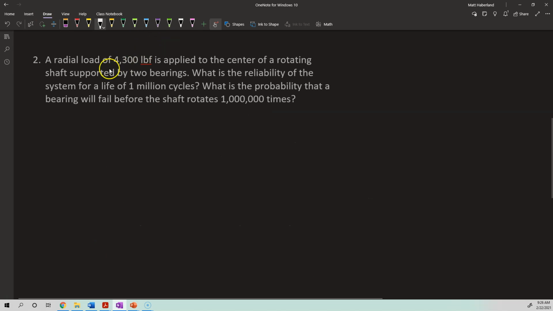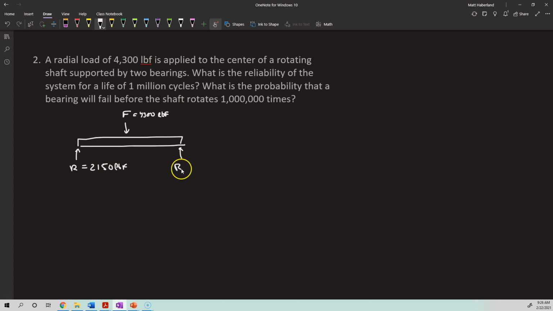So 4,300 pounds force applied to the shaft. Here's our shaft. Here's our force, 4,300 pounds. And if we are supported by the bearings on either side, then by static equilibrium each of these bearings is going to support 2,150 pounds force. Because this is in the middle, you can do that by symmetry, or you could solve it carefully.